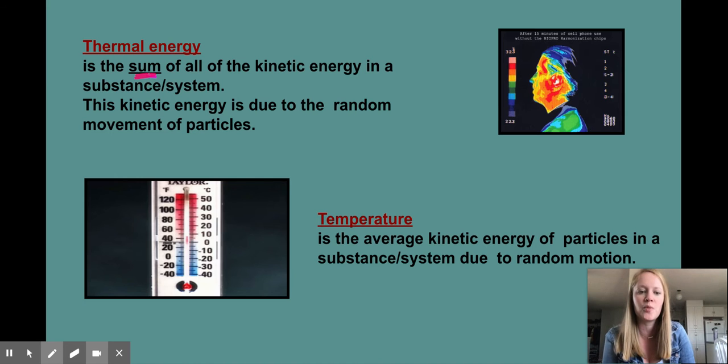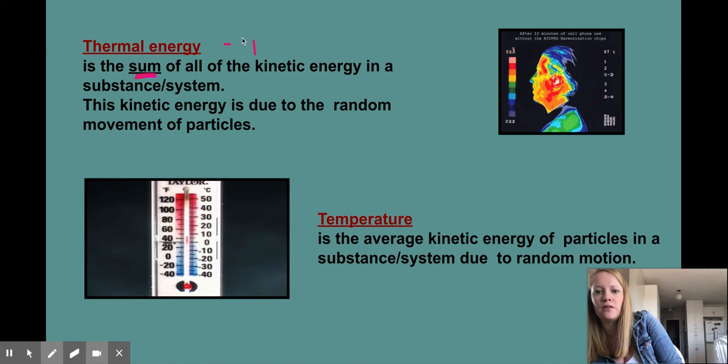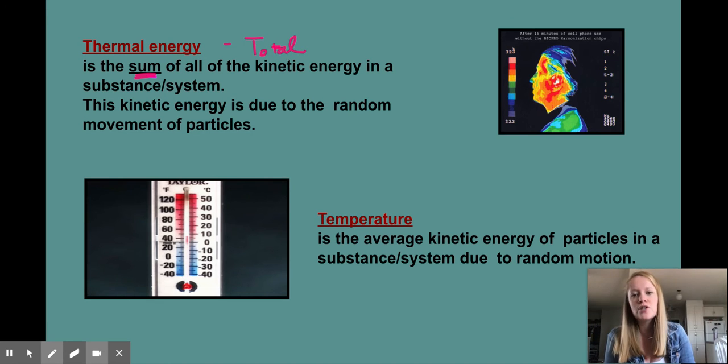So if I am looking for the thermal energy in a substance, I'm looking for the total. And this would be a good little thing to add to your notes. I'm looking for the total amount of the energy. And that energy is always due to the random movement of particles. We cannot predict where particles are always going to move, but we do know that it is always moving. So thermal energy is the total energy, where temperature is the average kinetic energy.